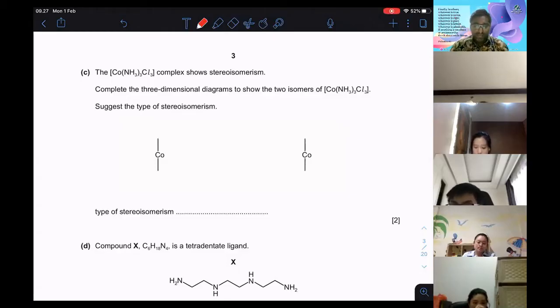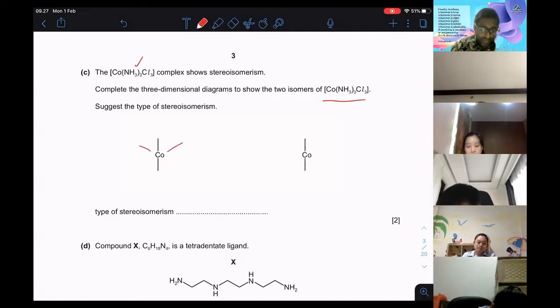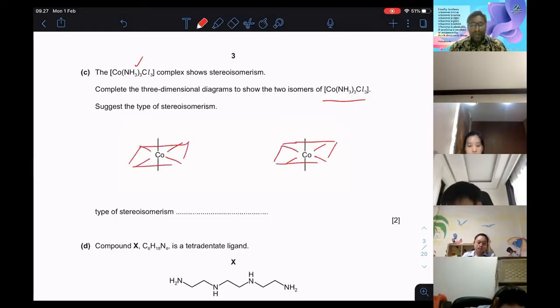So they mention that this complex can show stereoisomerism, and ask you to complete a 3-dimensional diagram to show 2 isomers of this. This one is going to be slightly different from what we normally do, because it's going to have three ligands each. The shape is definitely going to be octahedral. That is confirmed. But the way that we draw it, if I just put it in this way, I am going to expect to see something like this.